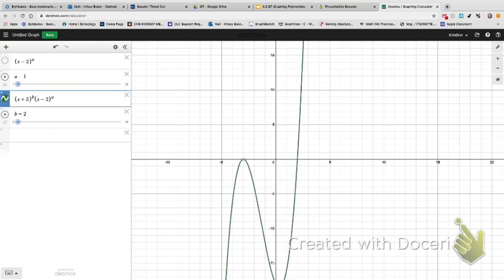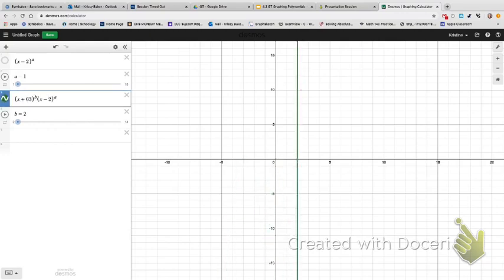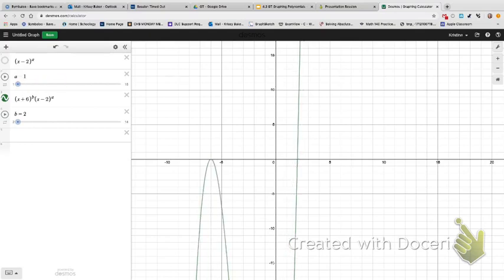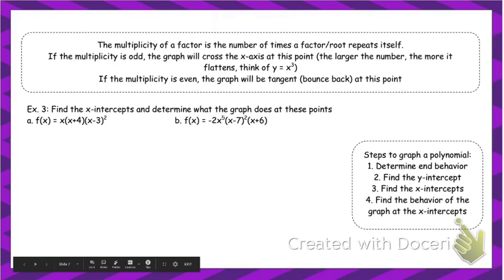And if I change that value, it changes just where that's happening. But as long as it's an even number, it's going to touch at that point. The odd number, it's going to cross at that point. The higher the number, the flatter the graph is. So let's go ahead and look at an example.